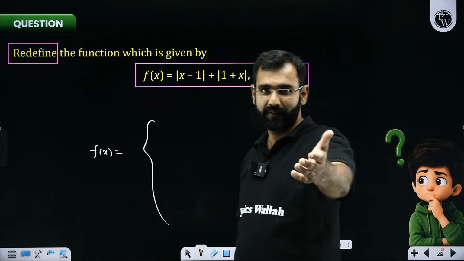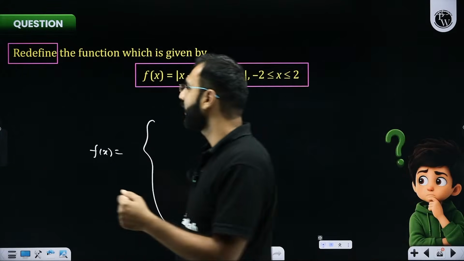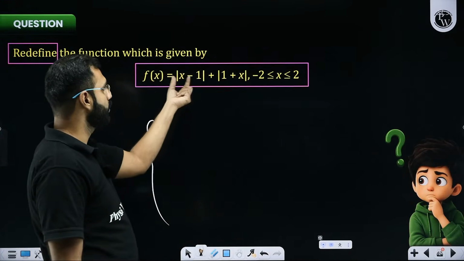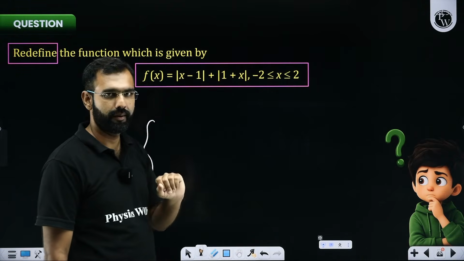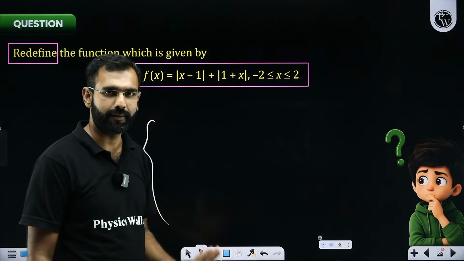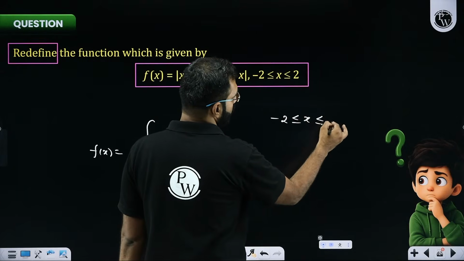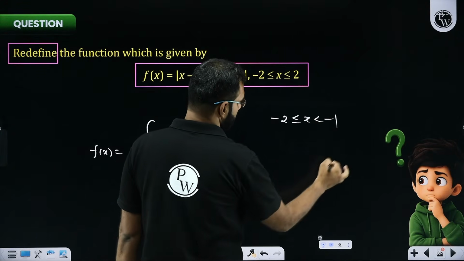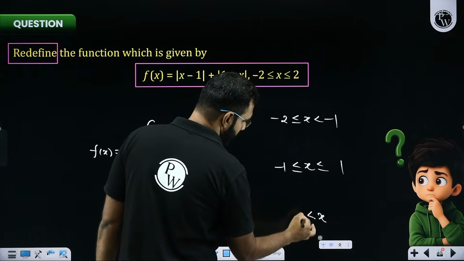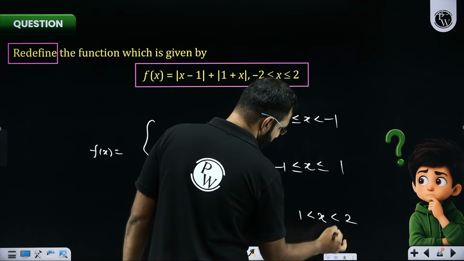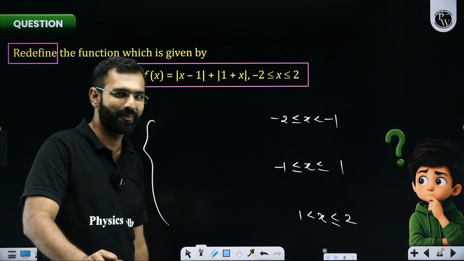If you are genuinely interested in preparing for relations and functions for class 11 boards, we welcome you on board. So here we are. f(x) is given by |x - 1| + |x + 1|. So the critical points are going to be -1 and +1. And -2 and 2 are already the limits. So I'll keep x from -2 to -1, then x from -1 to 1, and then x from 1 to 2. So these are the three parts or pieces I'll divide it into.